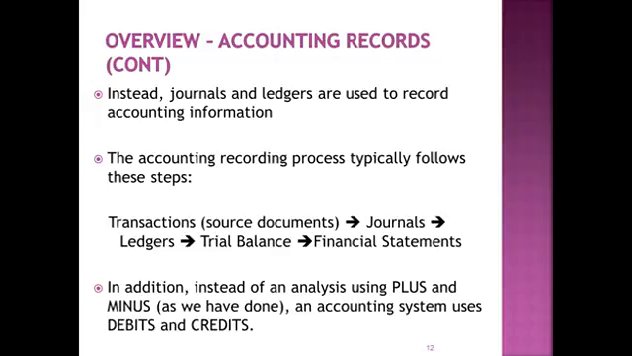The transactions happen and they are recorded on source documents, so invoices, checks, bank transfers, etc. These transactions are recorded in the journals. The journals are then posted to the ledgers. From the ledger we make a trial balance, so we just pull all the balances out to see whether our ledger is in balance, and then we prepare our financial statements. In addition, instead of an analysis using plus and minuses, as we've done, an accounting system uses debits and credits.